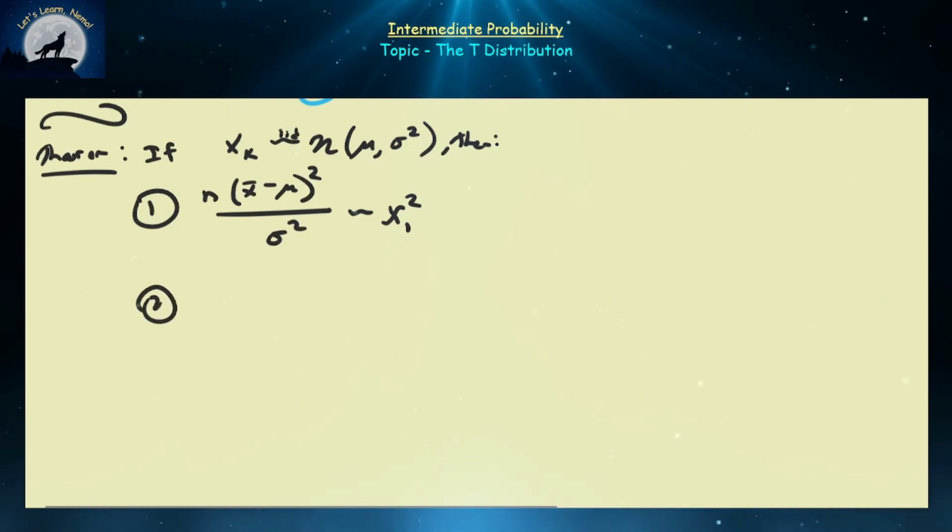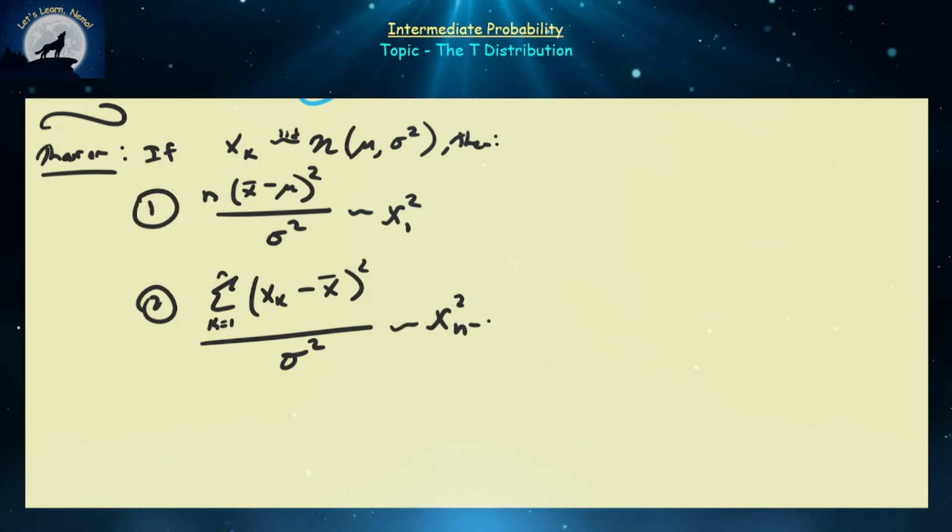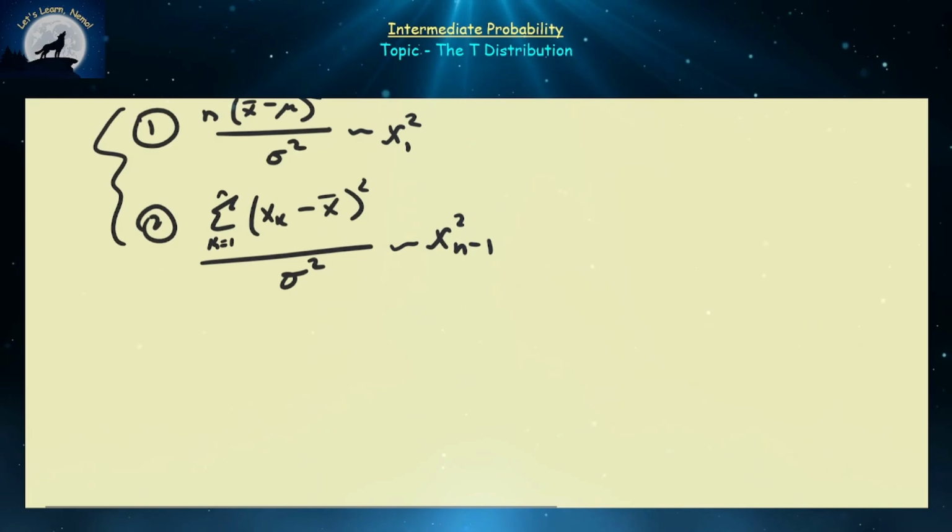And if you take a bunch of them, in particular the sum from k equals 1 to n of (xk minus x bar) squared, and then scale it by the population variance, sigma squared, one should be able to show that this follows a chi-square n minus 1 distribution. And this is a very, very important identity because this helps us build inferences on the population variance and also population standard deviation.